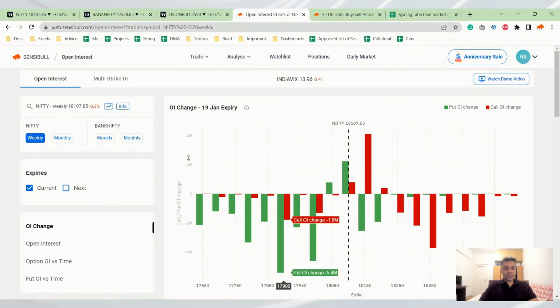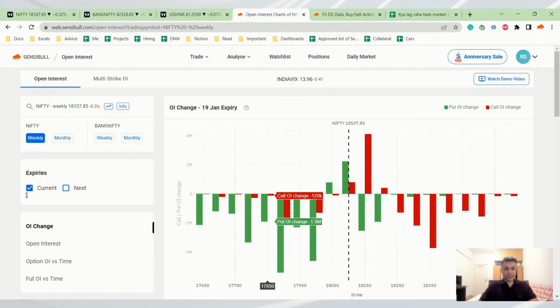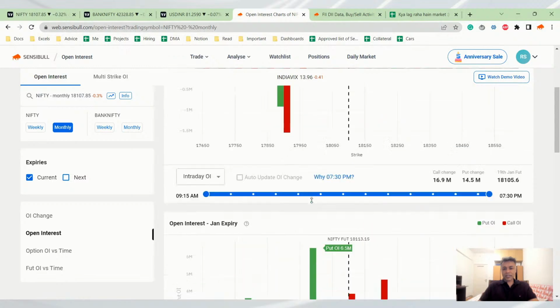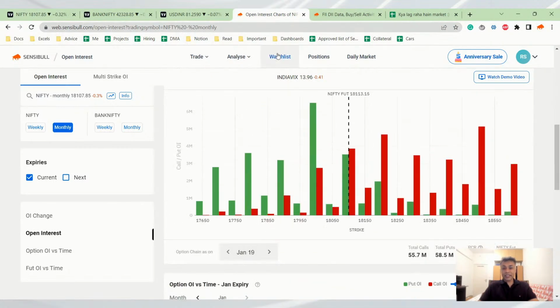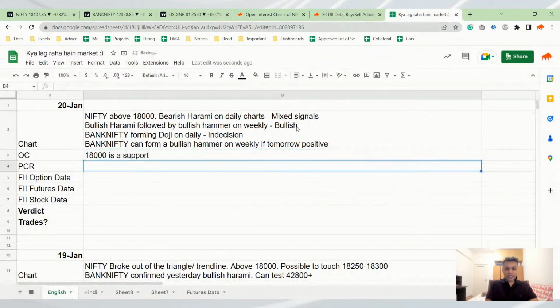Let's look at option charts for monthly, because the next expiry is of course monthly expiry. Lots of calls added, but 18,000 is a big support, right? So today there was a lot of calls added, but 18,000 puts and 18,100 puts were also added. PCR is very strong. So 18,000 is a support. PCR is bullish, of course.